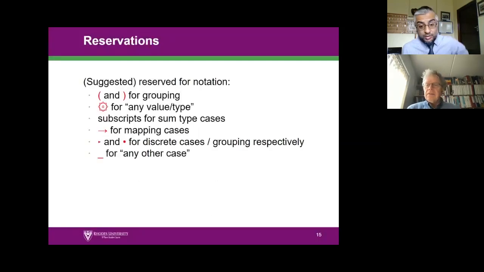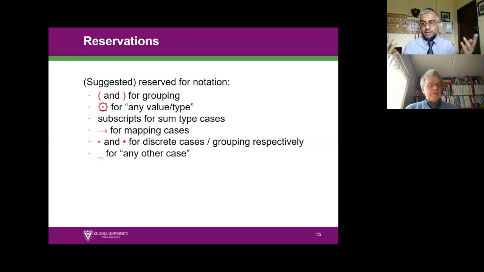That's a great question. Thank you. When I say discrete cases, I mean basically a sum type. When I say grouping, I mean a product type. These are basically the two types that you will also find in mathematics, and as you know, they can be used to describe everything in the whole world. So we don't need to have other things other than sum types and product types.